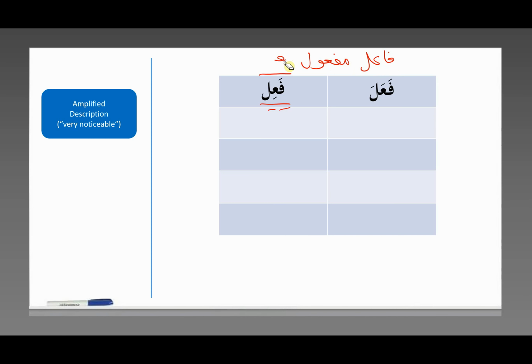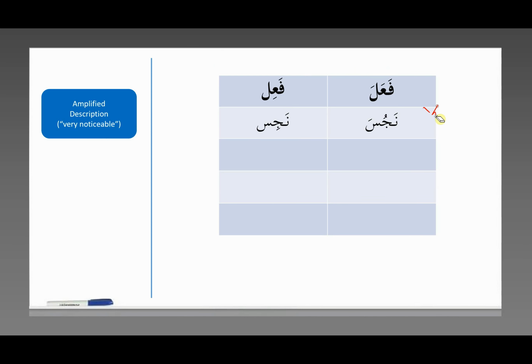Fa'eel is very short, in comparison to fa'il, maf'ul, fa'ul, and so on and so forth. And it's used when there's a description that's very noticeable. Almost like when you see it, you don't really have to think twice. You see it, you immediately know what you're seeing. It's very reactionary.